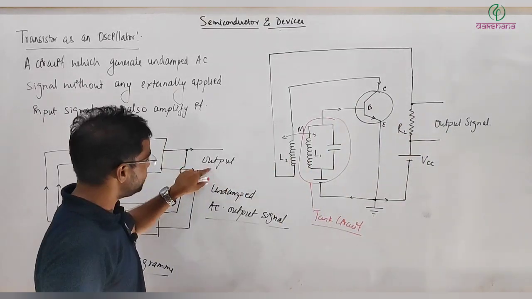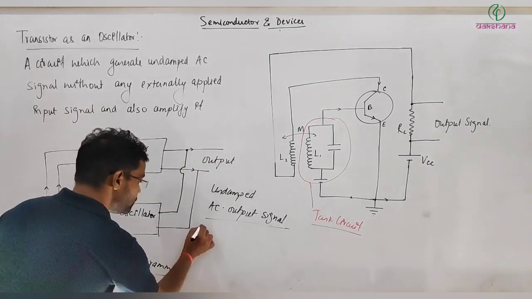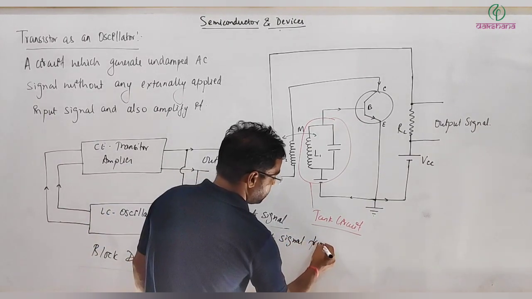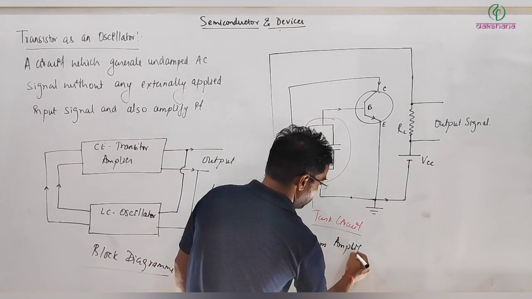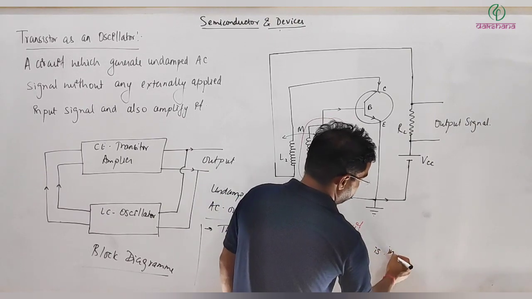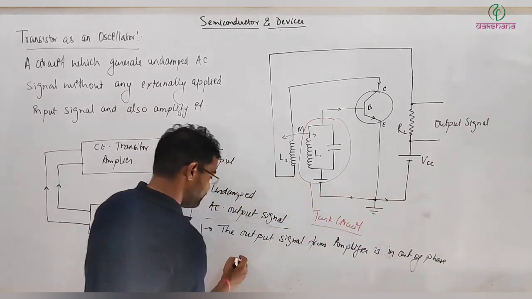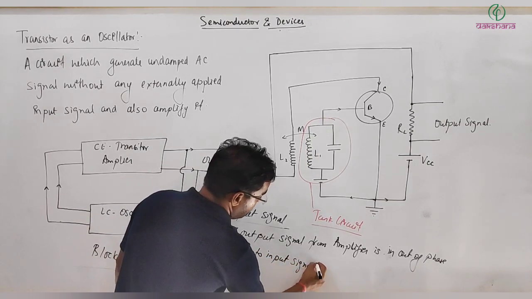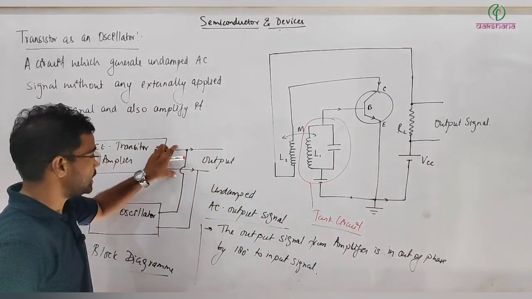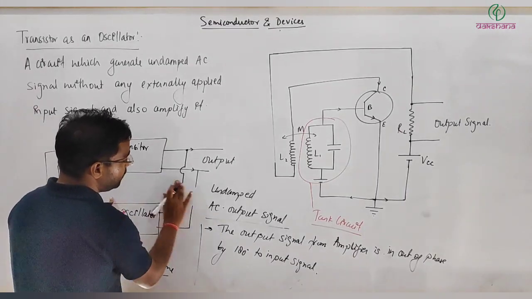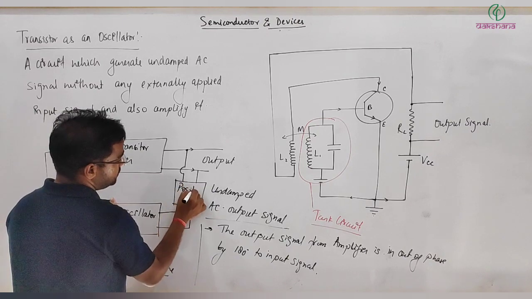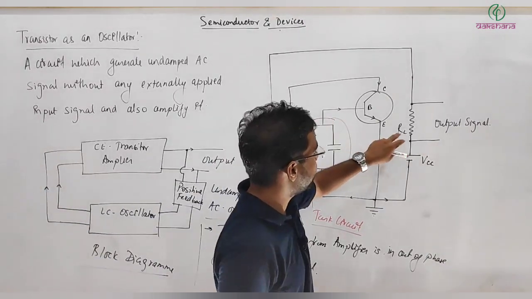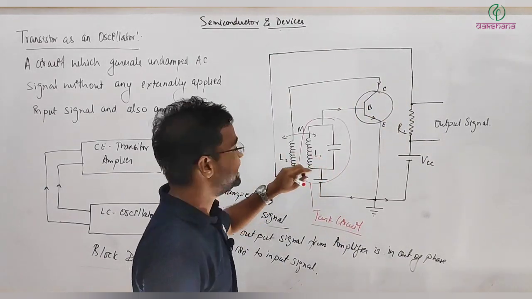But the problem coming here was that the output signal from the amplifier is out of phase, by a phase angle of 180 degrees to the input signal. So we can't feed this output signal directly to this LC oscillator. We need a positive feedback circuit. This is positive feedback: we are getting the output here, and part of it is fed back to this, and that is done by an inductive coil.